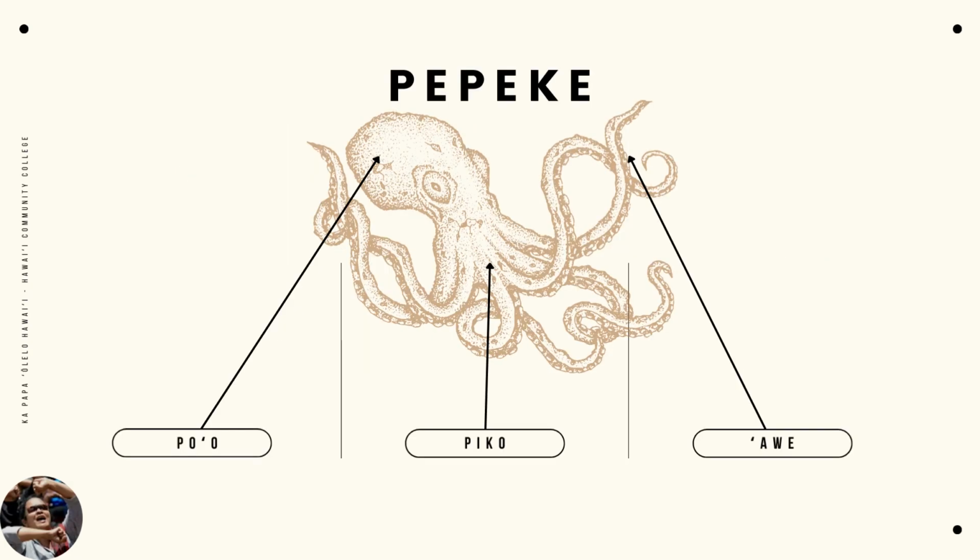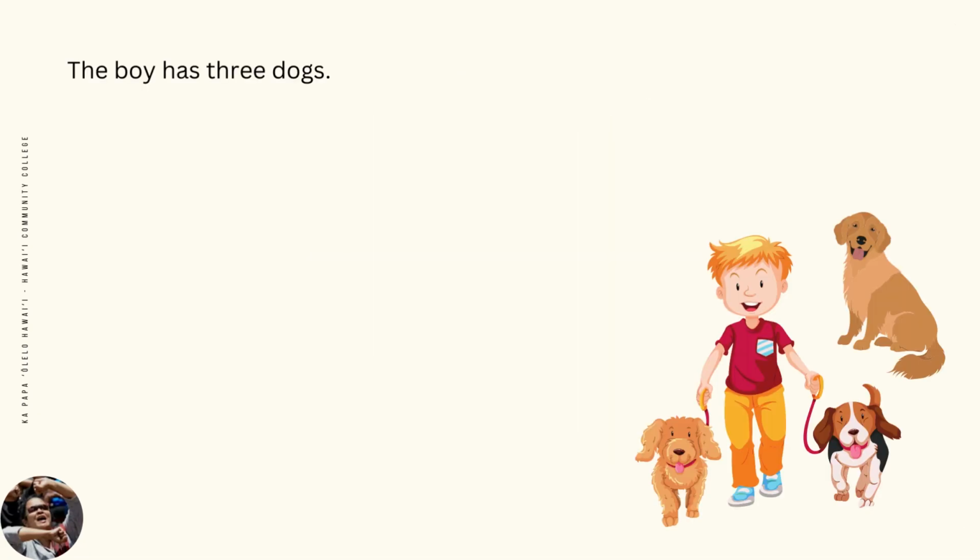Like all other pepeke we have learned so far, the Pepeke Nonoʻa is formulated using the po'o, piko, and ave metaphor. Here is an example of a Pepeke Nonoʻa Huahelu showing ownership of a specific amount of items. The boy has 3 dogs.